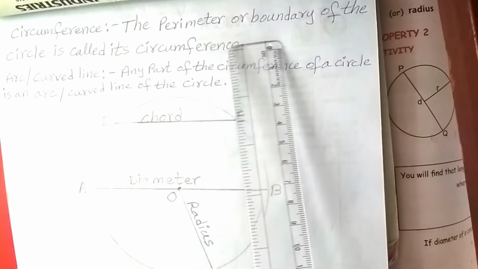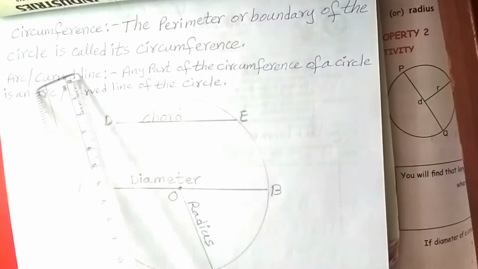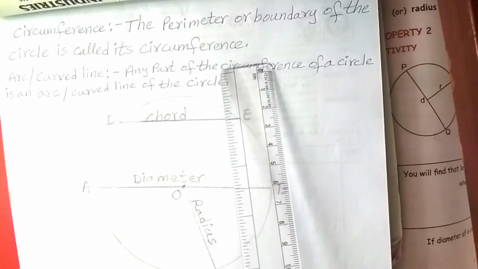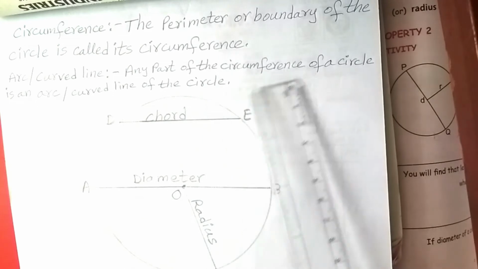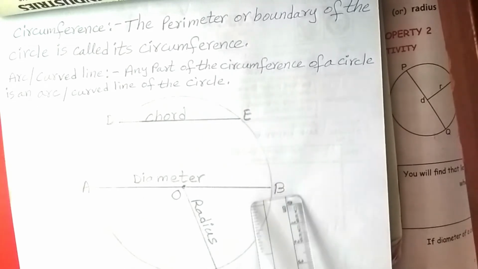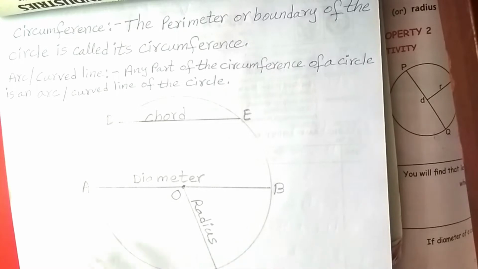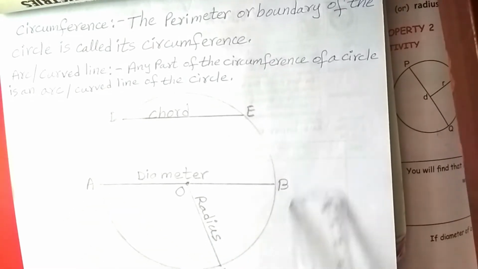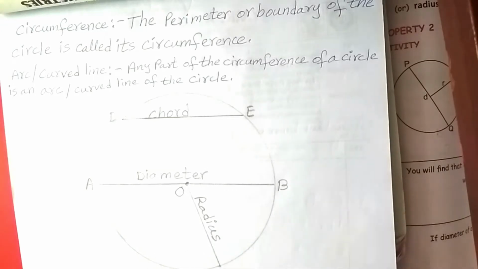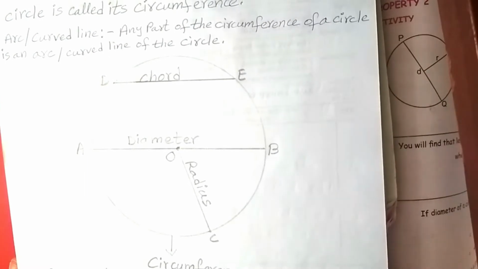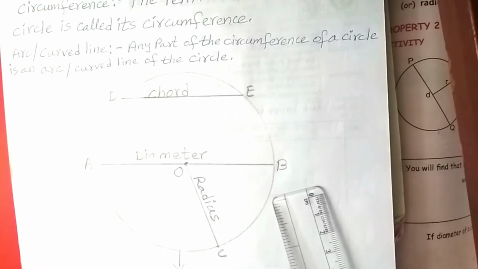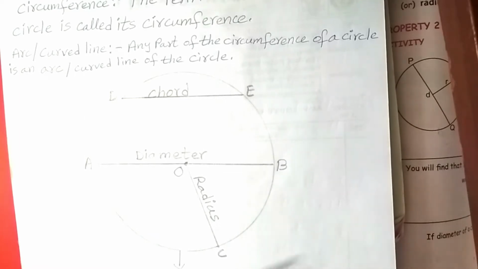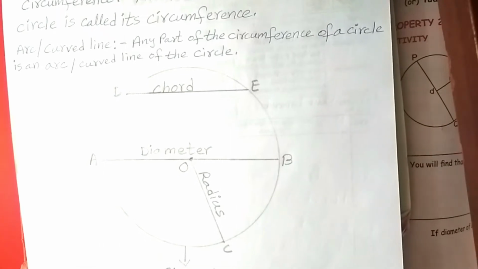Now I want to tell you about what is the circumference. Circumference means the perimeter or boundary of the circle is called its circumference. And arc or curved line: any part of the circumference of a circle is an arc or curved line. These are the curved lines of the circle. Okay, now I will show you the complete diagram.